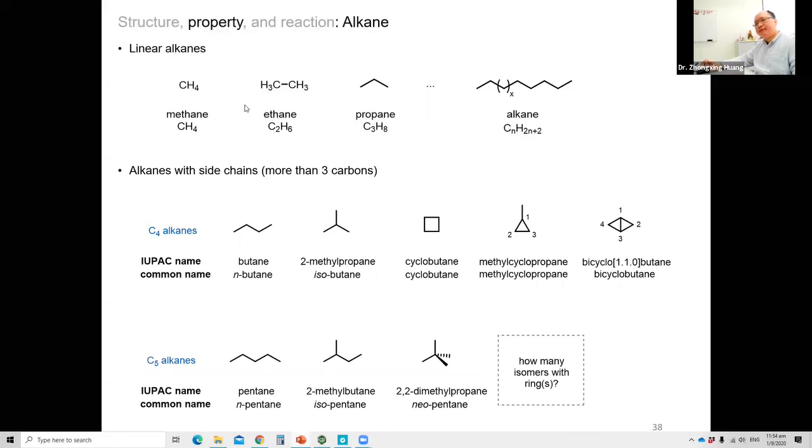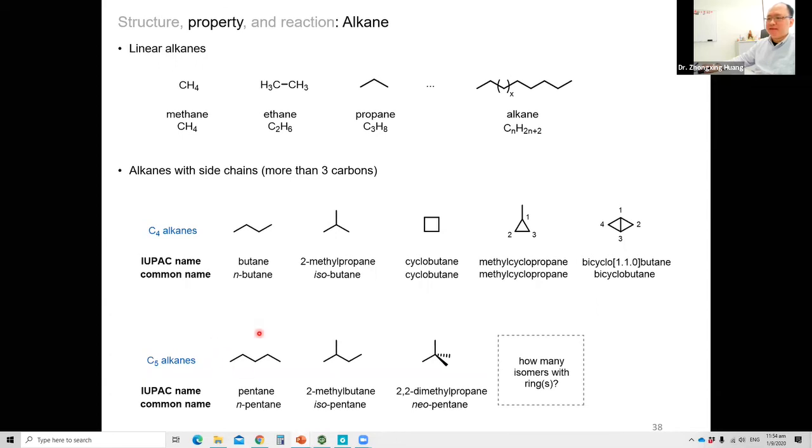And alkanes can have side chains, okay? For 4-carbon alkanes, you have butane and 2-methylpropane, and that's it. But if you allow ring structures, there is more diversity. You can put this end and this end together and have cyclobutane. If you put this end, the middle, and this end together, you have methylcyclopropane. And in the more extreme situation, if you put this carbon and this carbon together, you have a very strange structure called bicyclobutane.